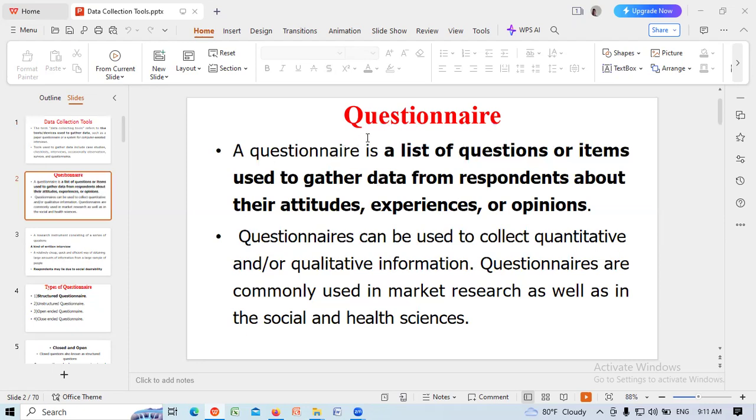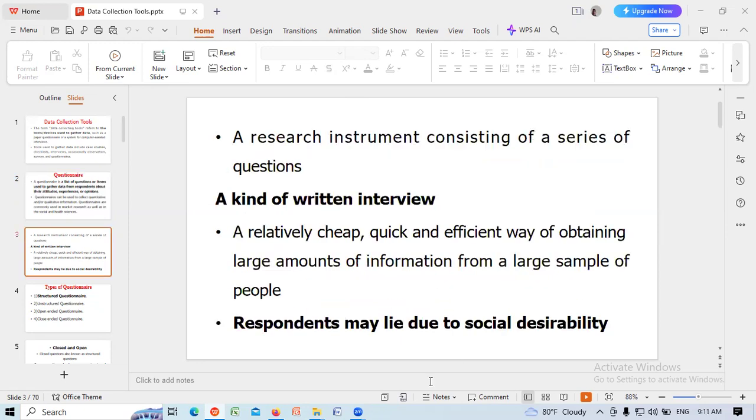A questionnaire is a list of questions or items used to gather data from respondents about their attitudes, experiences, or opinions. Questionnaires can be used to collect quantitative and qualitative information. They are commonly used in market research as well as in the social and health sciences.